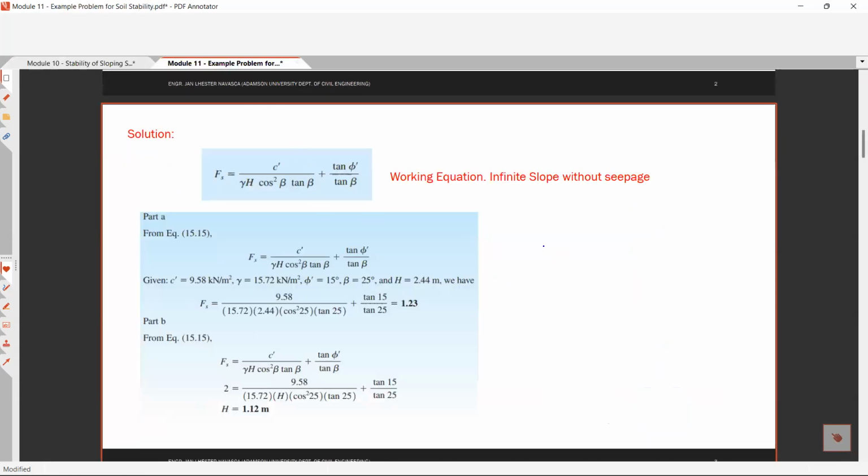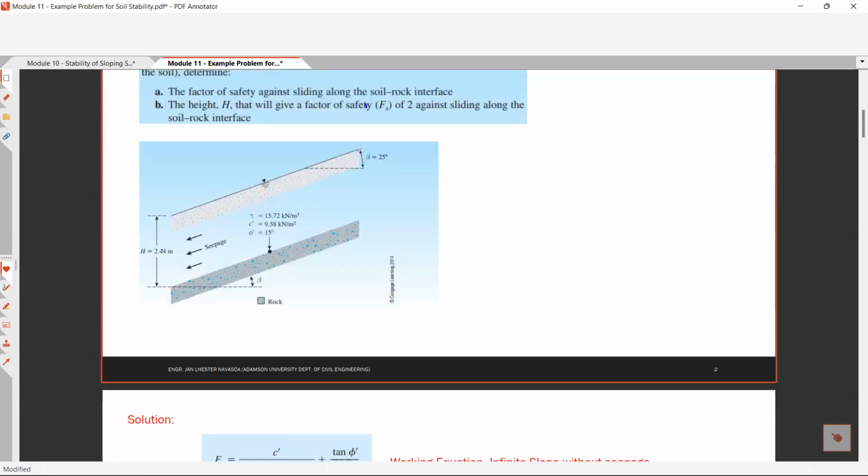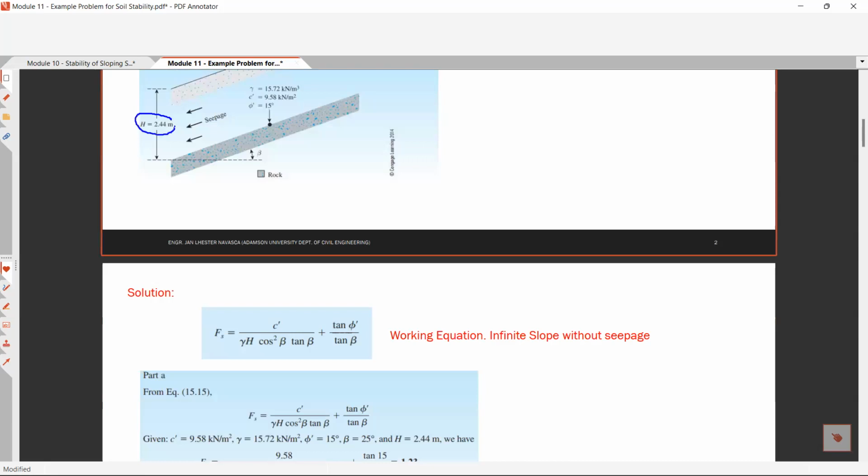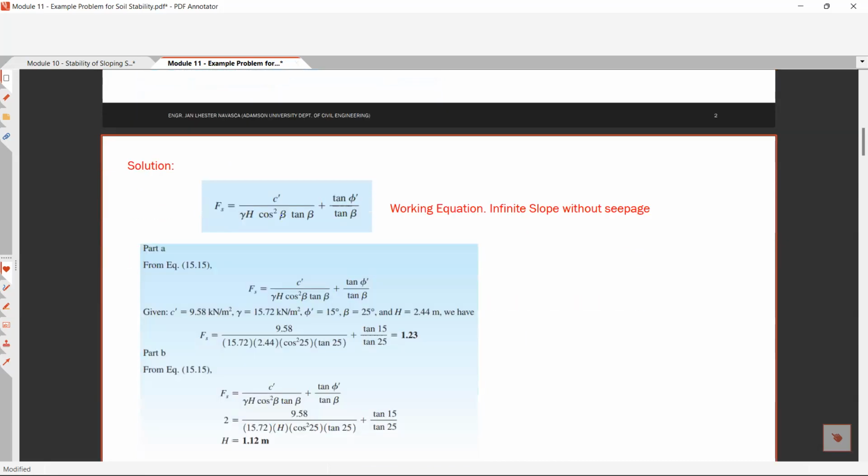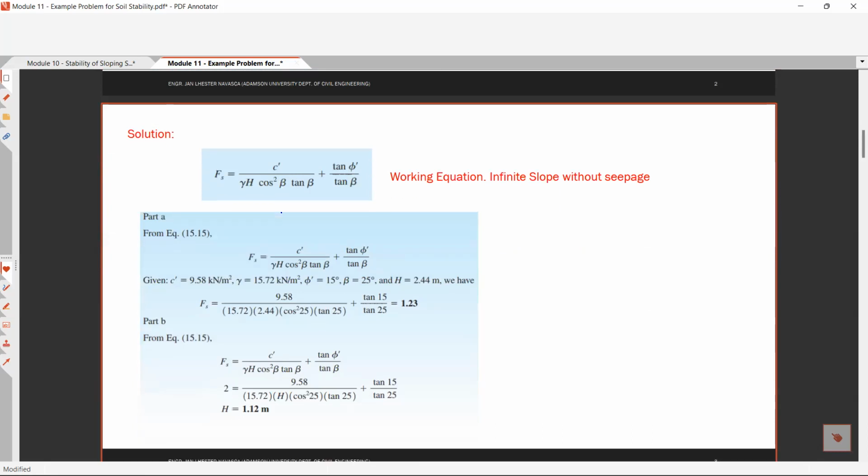The problem in number 1 is, what is the factor of safety of your soil using this height of 2.44 meters? Let us check what is missing in our working equation. For the working equation, the cohesion value, we have this one, gamma, H, beta, and phi. So this problem A is very straightforward. We can easily solve for the factor of safety. C is 9.58, gamma is 15.72, H is 2.44 meters, beta is 25 degrees, and phi is 15 degrees. Therefore, the factor of safety is equal to 1.23.